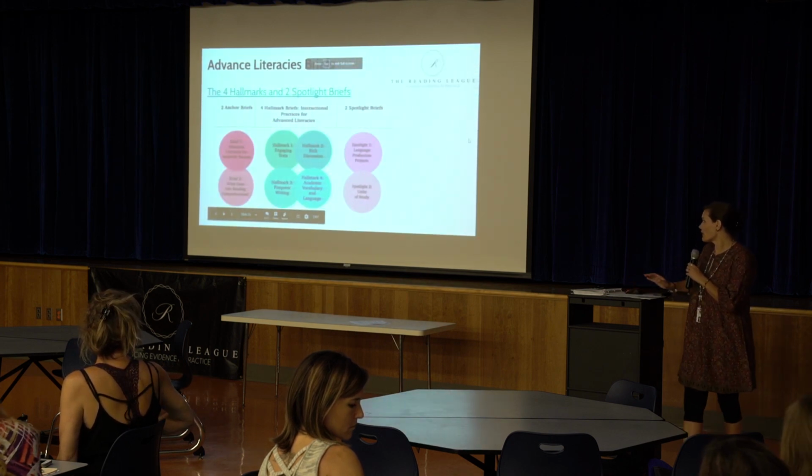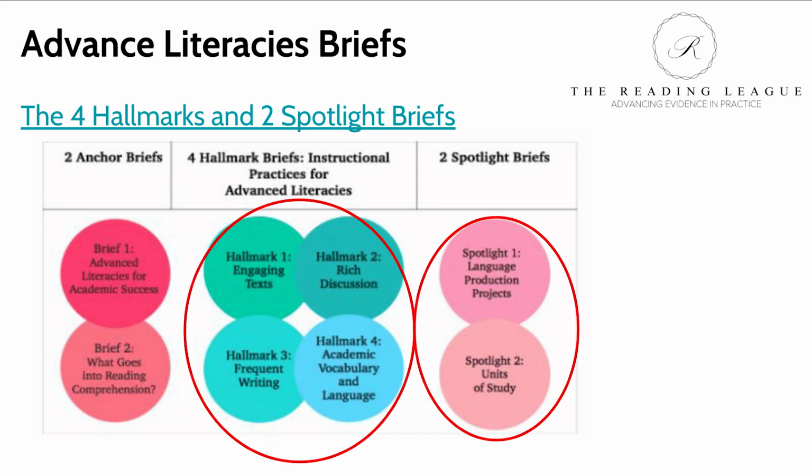So when we think about the advanced literacy briefs, you did take a deep dive into the 2 anchor briefs that set the stage for the next generation learning standards. What's next are the 4 hallmark briefs. These are the instructional practices for advanced literacies. Hallmark 1, engaging text. Hallmark 2, rich discussion in the classroom. Hallmark 3, frequent writing. Hallmark 4, academic vocabulary and language. And then again, you get to the spotlight briefs, which are more of the how-to, talking about language production projects and units of study.